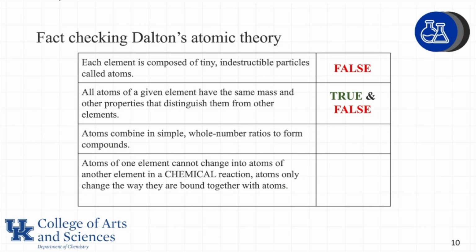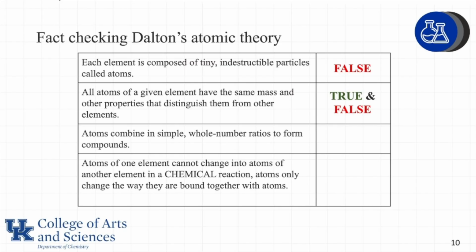The second part of this tenet is true, that they have properties that distinguish them from other elements. So if we look at any one particular element, there's some set of properties that matches that element. And if we look at a different element, we're going to see a different set of properties. There may be some things in common, but that set of properties is unique to that element.